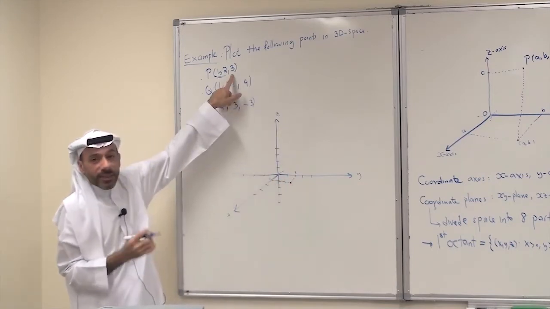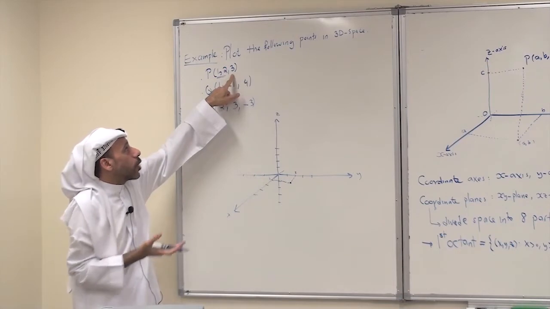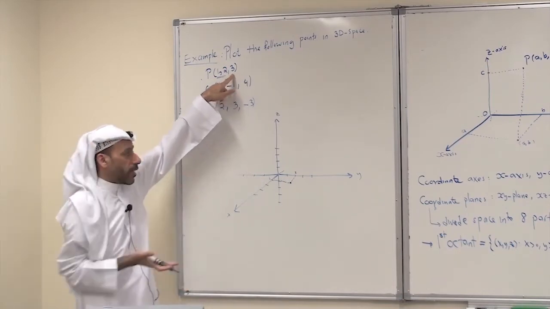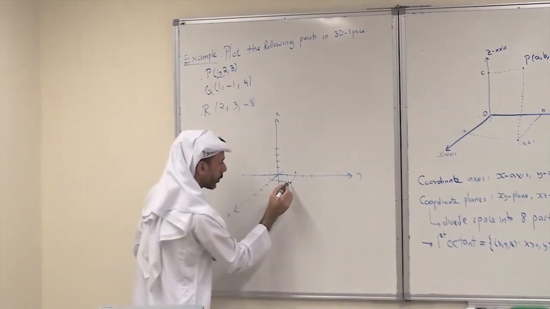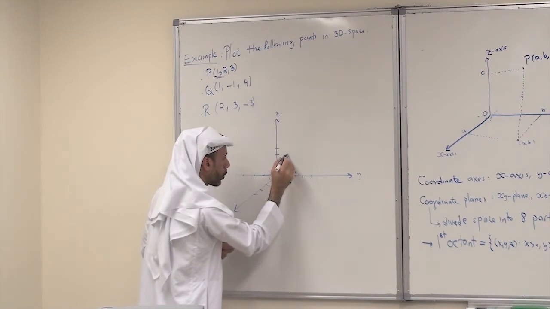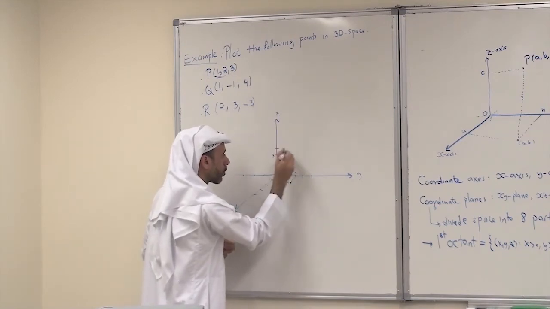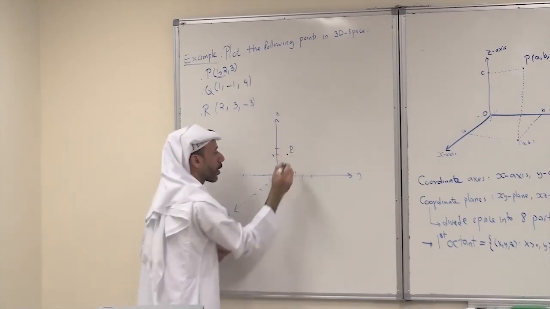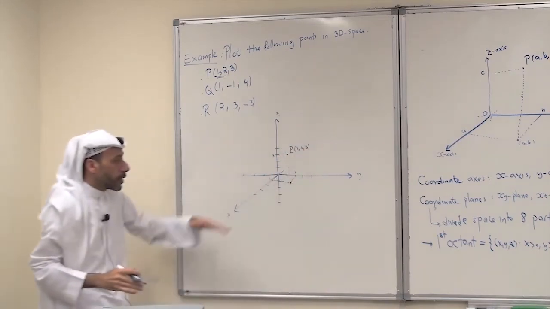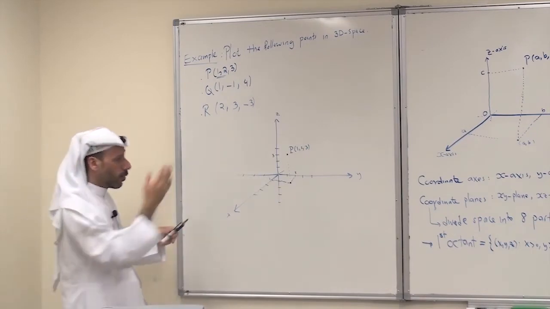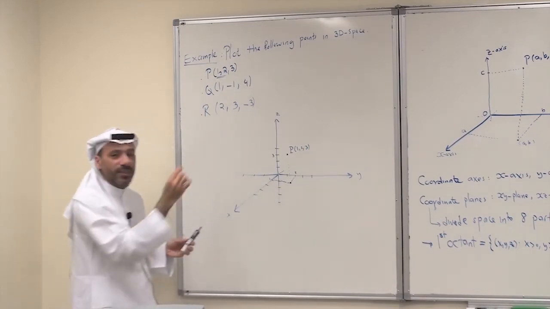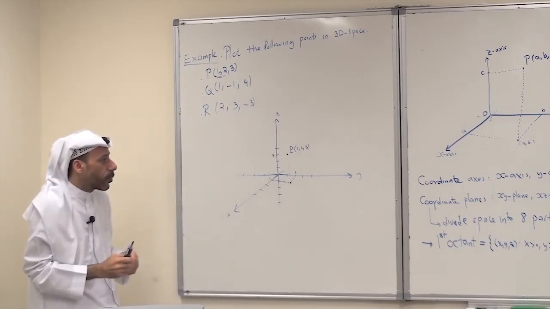So in the floor, your location is here, X equals 1 and Y equals 2. Now for the third coordinate, it is the Z. So you have to move now 3 units upward in the positive direction. So this is the point 1, 2, and 3. Start with the XY and then move upward if Z is positive or downward if Z is negative. This is for the point P.